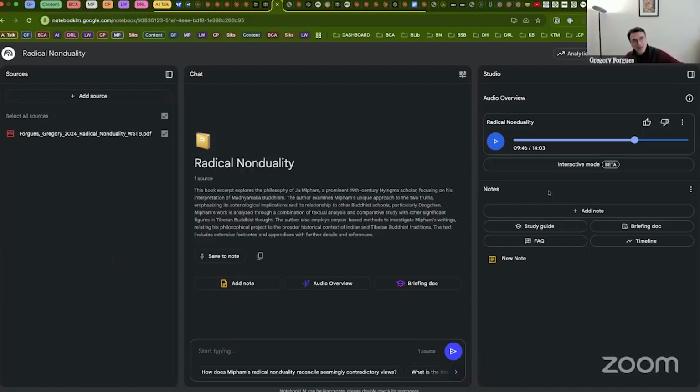Well, what NotebookLM does is it turns a PDF into a 15-minute podcast. It gives you kind of an overview of what the book is about and everything. So it's a pretty nice thing. But crazy enough, it lets you now even interact with that.